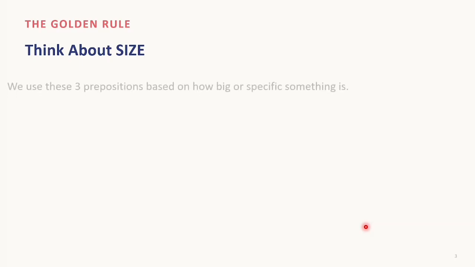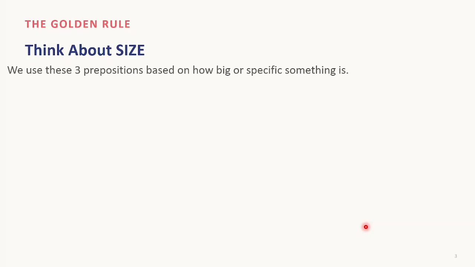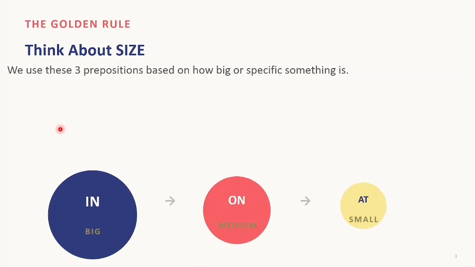The golden rule is that we should understand and identify the places and the uses of these three prepositions. Think about size. This is a very simple and easy rule for you. We use these three prepositions based on how big or specific something is. So let's move on with examples.